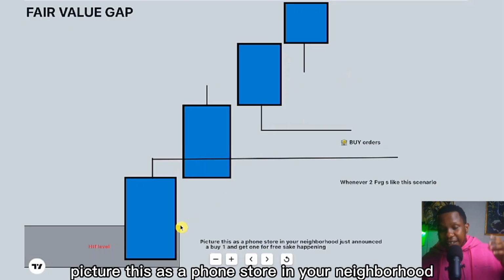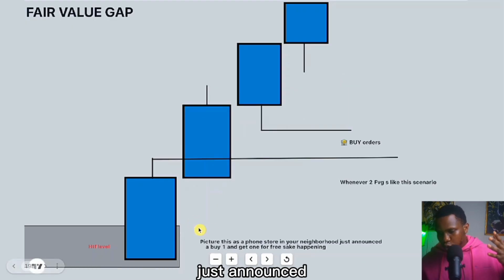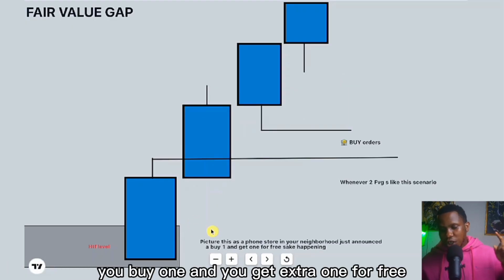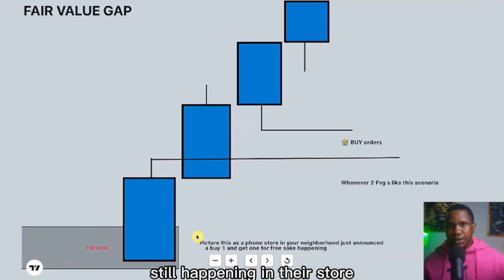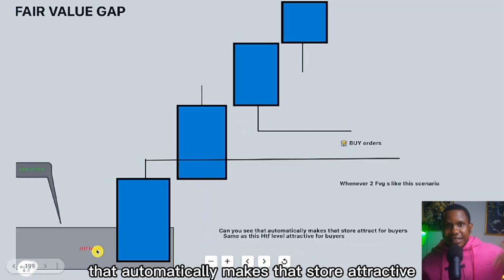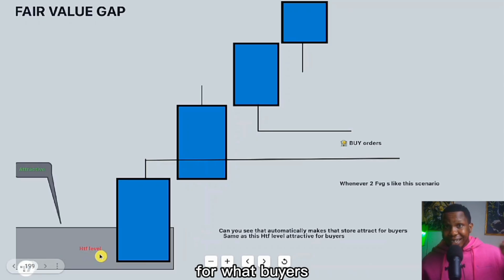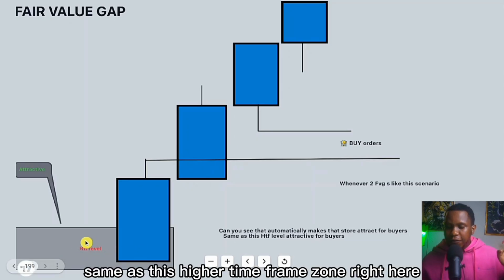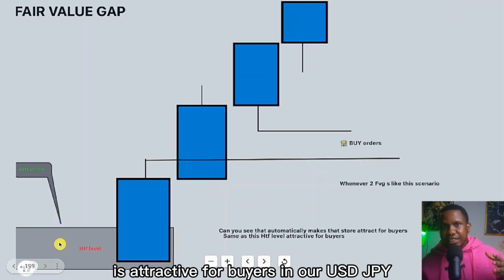Picture this as a phone store in your neighborhood that just announced a buy one and get one extra free, still happening in their store. Can you see that? That automatically makes that store attractive for buyers. Same as this higher time frame zone right here. It's attractive for buyers in our USDJPY.